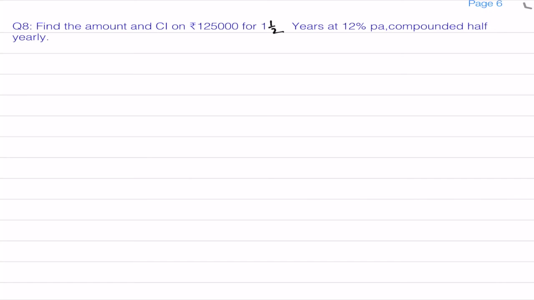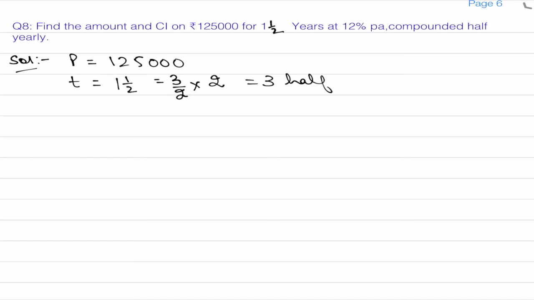Find the amount and compound interest on rupees 1,25,000 for 1.5 years at 12% per annum compounded half yearly. So in this case, principal is 1,25,000. Time will be 1.5, means 3 by 2. We have to double, means multiply by 2, so it becomes 3 half years. It's a half year problem, so you'll write down here 3 half years.